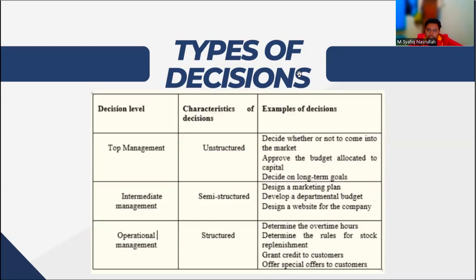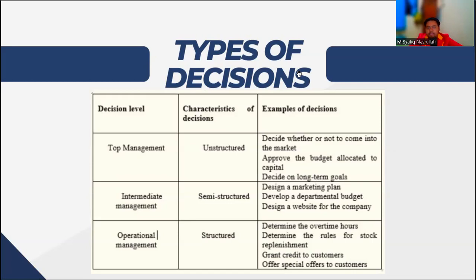At the top management level, the characteristic of decisions is unstructured. That means they don't have any particular structure. Examples of decisions by the top management are deciding whether or not to enter the market, approving the budget, allocating capital, and deciding on long-term goals. It means that decisions made by top management can make a big impact on the company.